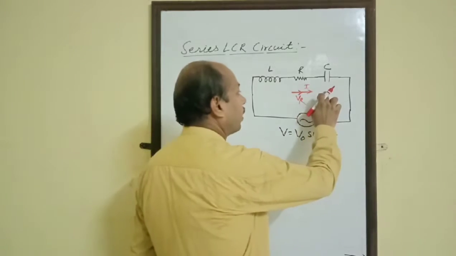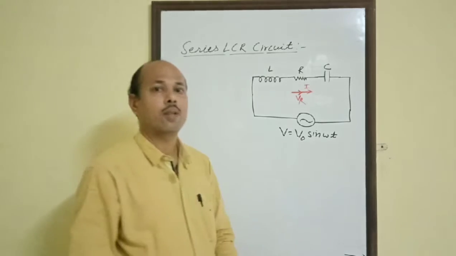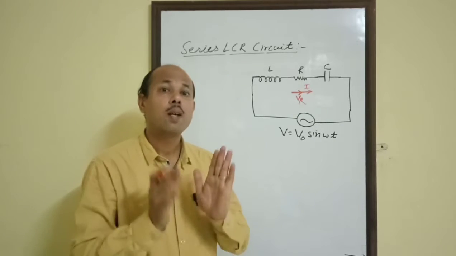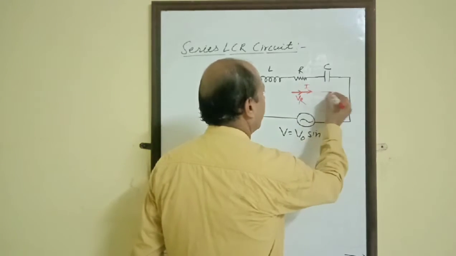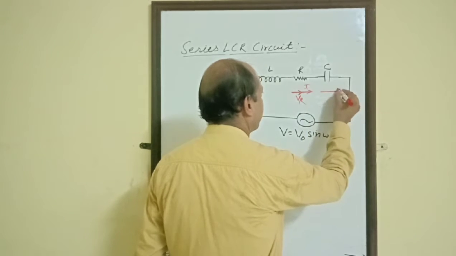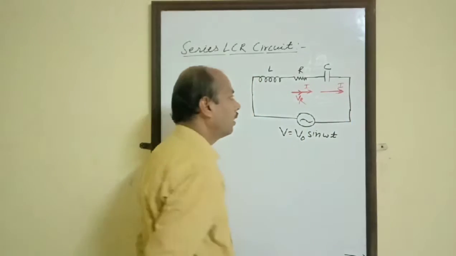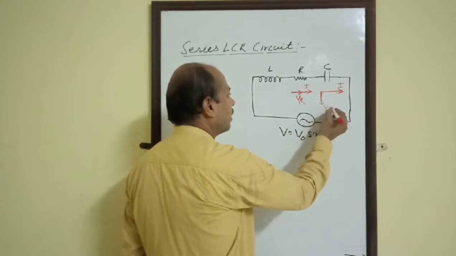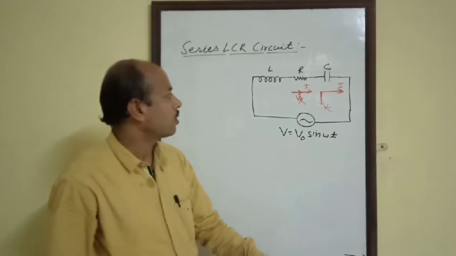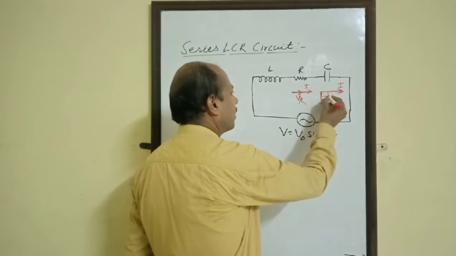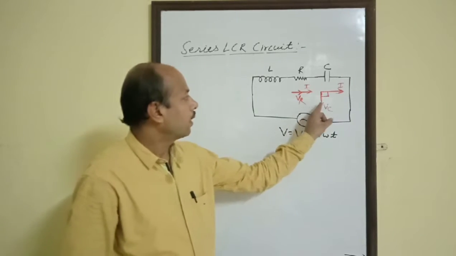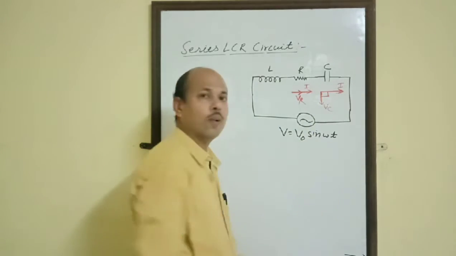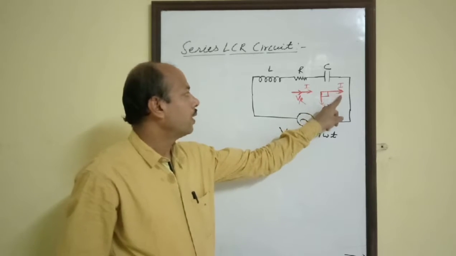But in the case of capacitor, current leads the EMF by pi by 2. Therefore, we can represent the phasor diagram like this. This is current, and here it will be VC, voltage across capacitor. This angle is pi by 2, and the current is ahead of voltage. We are measuring the angle in the anti-clockwise direction. So here it is VC, here it will be R.